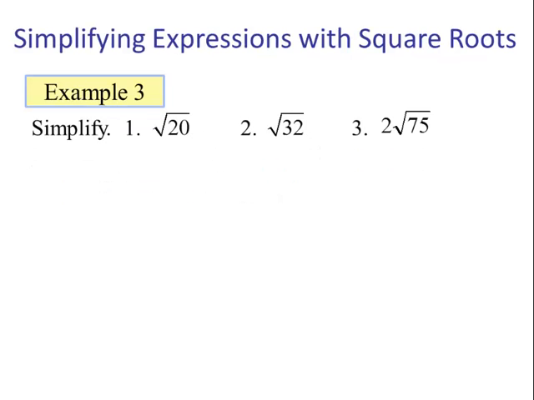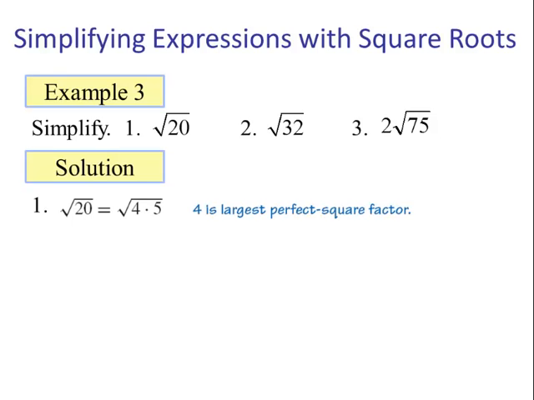Simplifying expressions with square roots. Example 3. Simplify. Number 1, square root of 20. Number 2, square root of 32. Number 3, 2 times the square root of 75. All three of these examples are not perfect squares, but in order to simplify, we want to make sure that they do not have a perfect square as a factor.